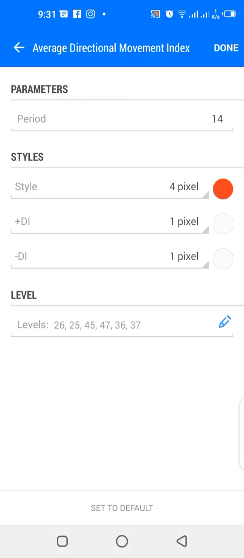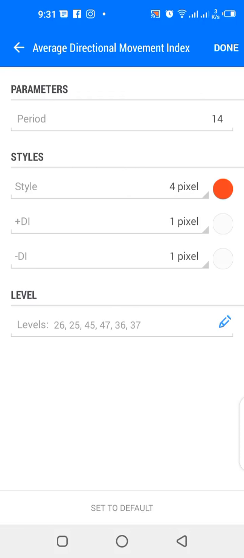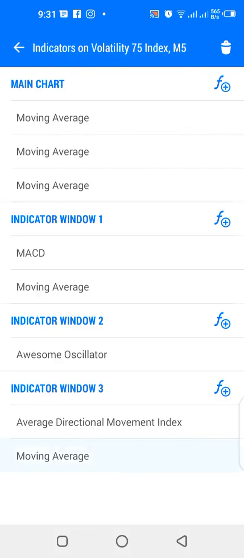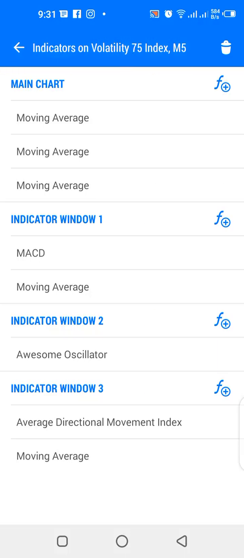Then let's look at the levels of the ADX. We have 26, 25, 45, 47, 36, 35, and the color is black. Take it again: 26, 25, 45, 47, 36, and 37. Color is black. Then we have a moving average on indicator window 3, 300 period, linear weighted, apply to weighted close. Color is navy blue. So those are the parameters for the settings.